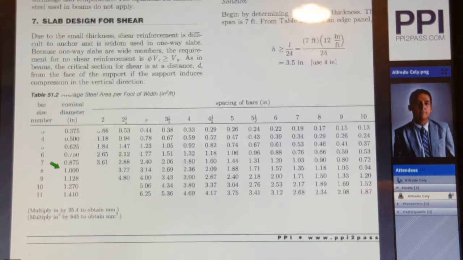Now, how can you use this table in the PE exam? You may be asked a problem on a one-way slab or on a reinforced concrete slab, and you are shown the dimensions of the slab and the reinforcement, and you're simply asked to calculate the average steel area per foot width of the slab. So you can simply come to this table and find that solution. If for some reason your bar number or the spacing lies between the values shown on the table, you can interpolate in between.